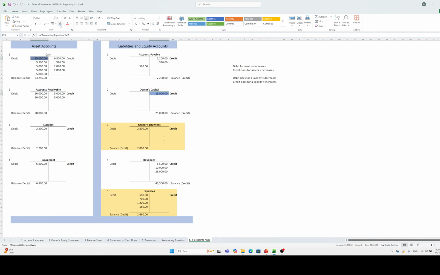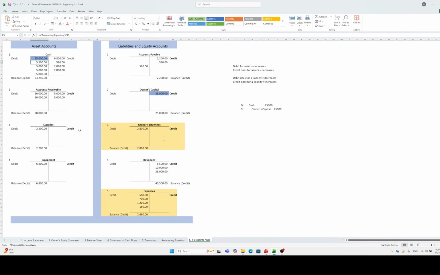It's credited here. So we have not started the journal entry. Basically the way it works is that we debit cash by $25,000, and then we credit owner's capital by the same amount. So that's why debit must always equal the credit. That's how it works. It's just an example.